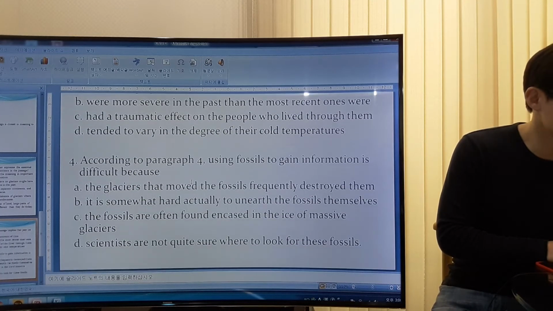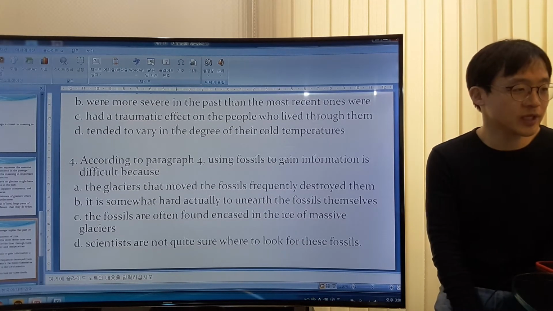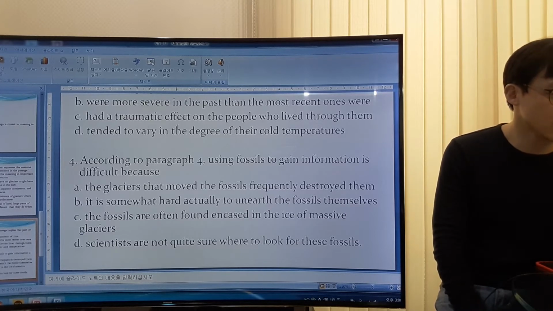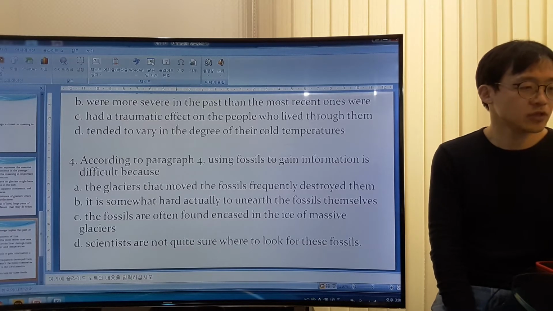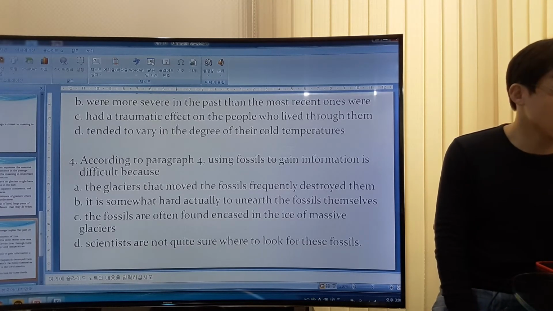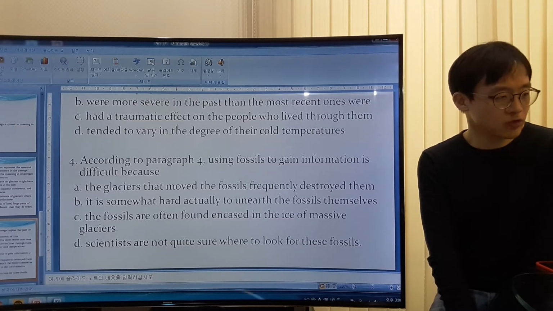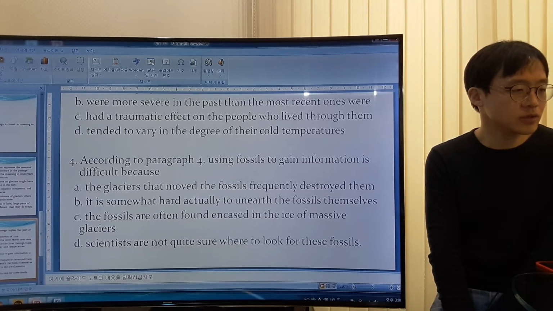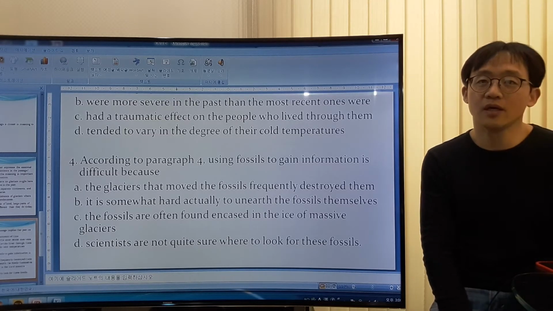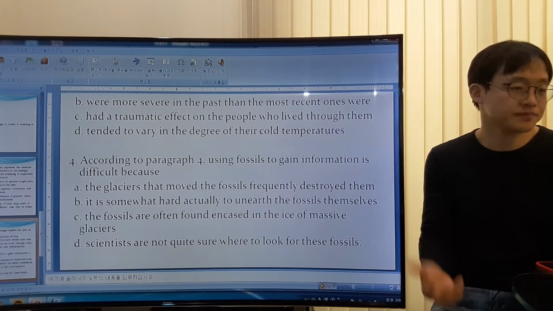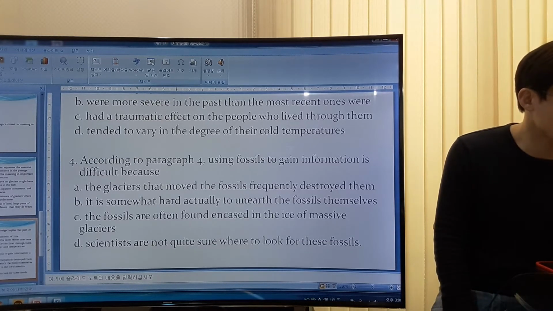According to paragraph 4, using fossils to gain information is difficult because the glaciers that moved the fossils often destroyed them. It's not this, right? It is somewhat hard actually to unearth the fossils themselves. It's hard to unearth. What does that mean, unearth? That means dig up, alright? The fossils are often found encased in the ice of massive glaciers.